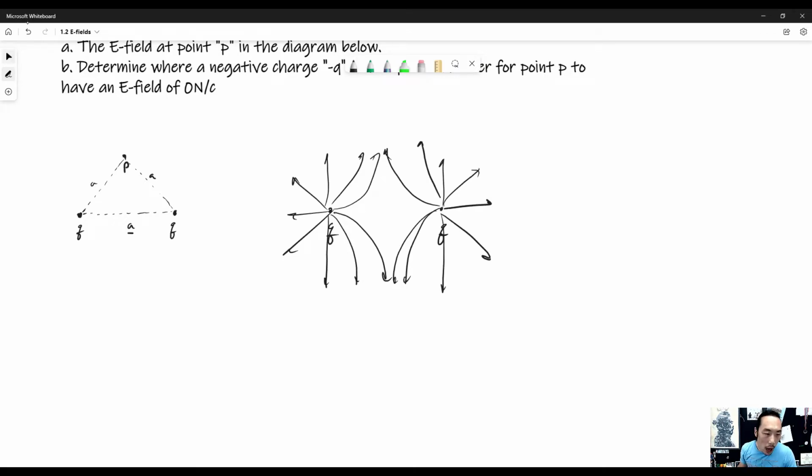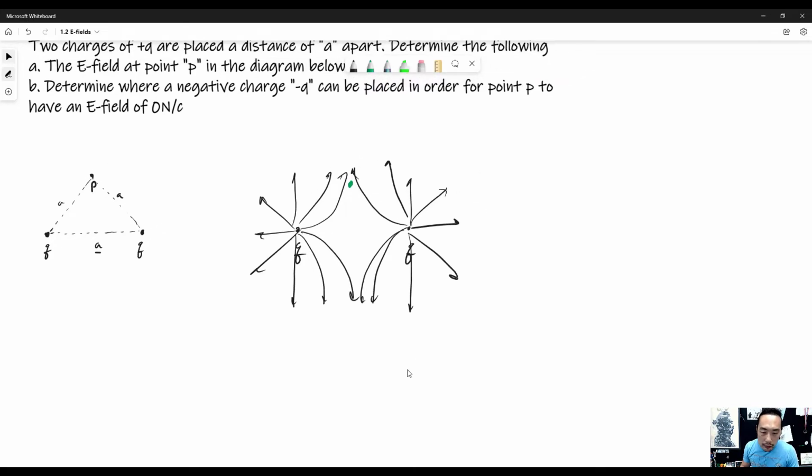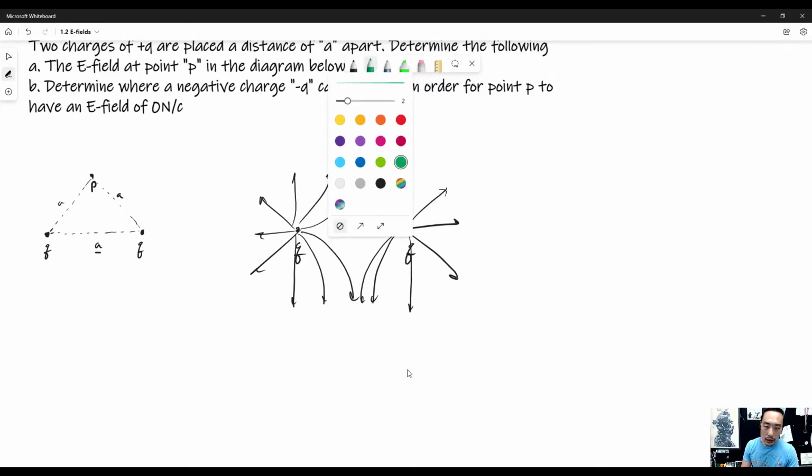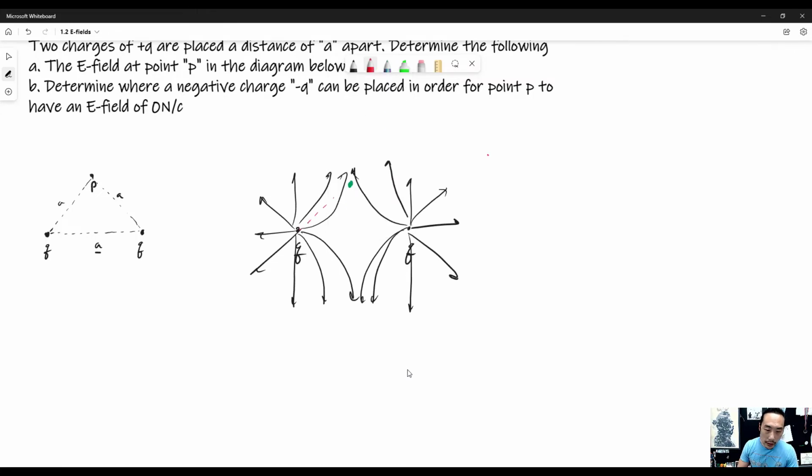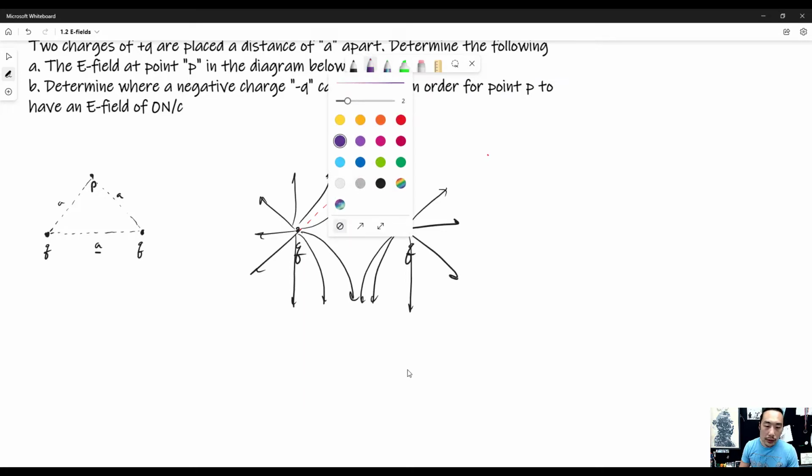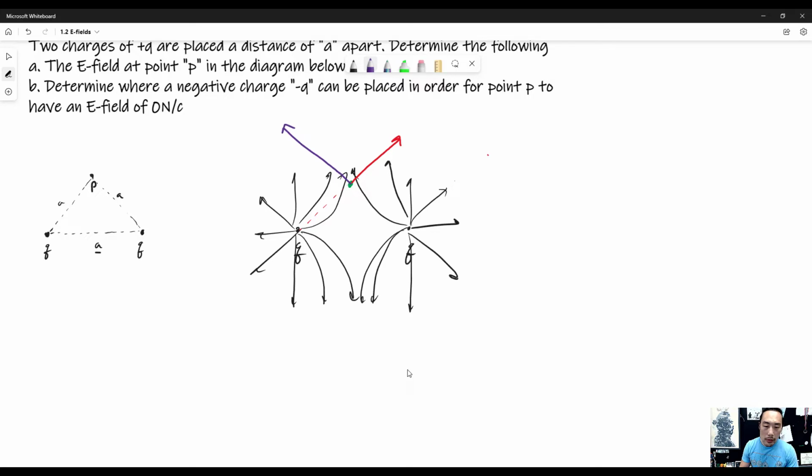So point P, which would be somewhere here, we know that the E field from the left Q, I'll do that in this color here, will be pointing radially outwards this way, and the E field from the right Q will point radially outward this way. Those two fields will add up according to vector addition, so that we have a net field of just straight up vertically like so, and we can see that the model also looks like that.